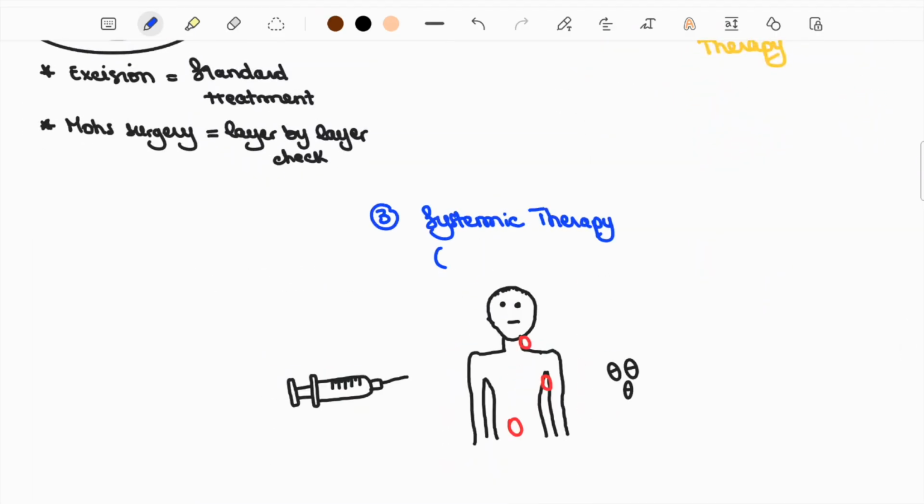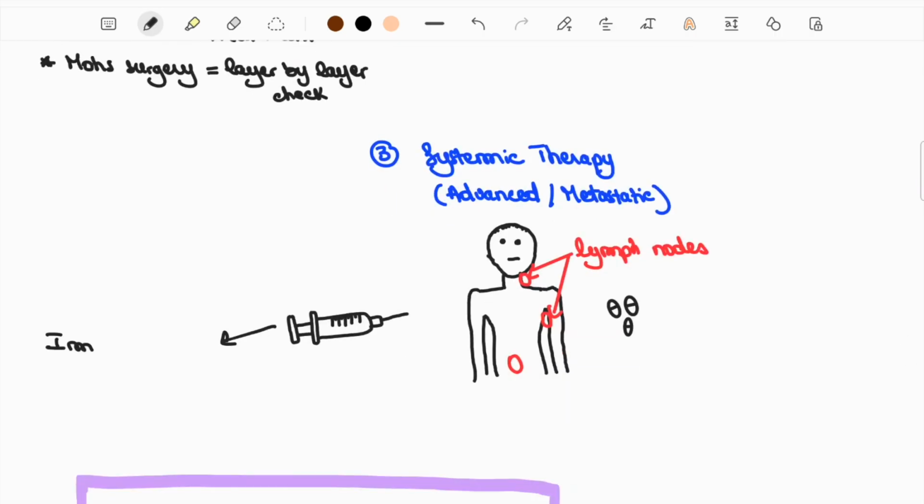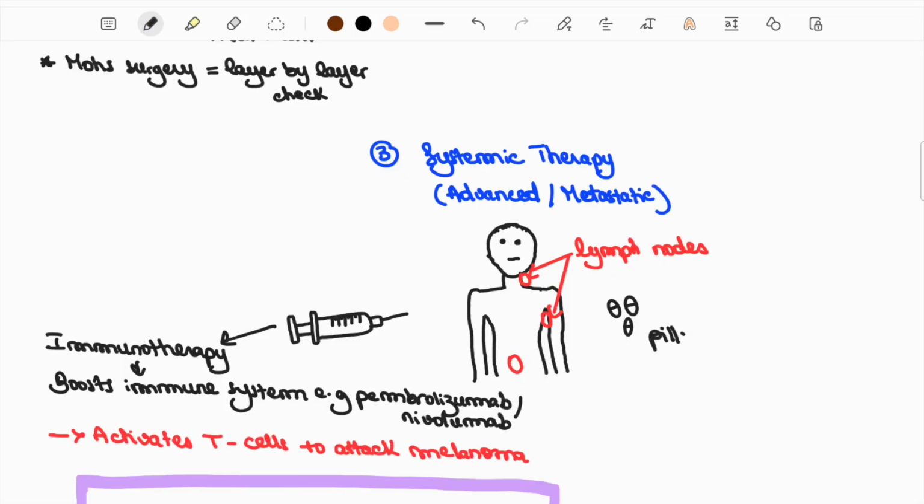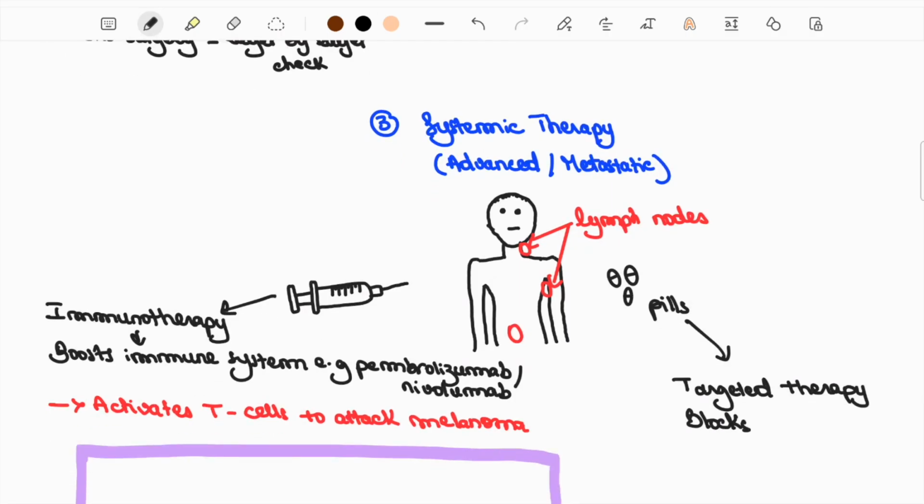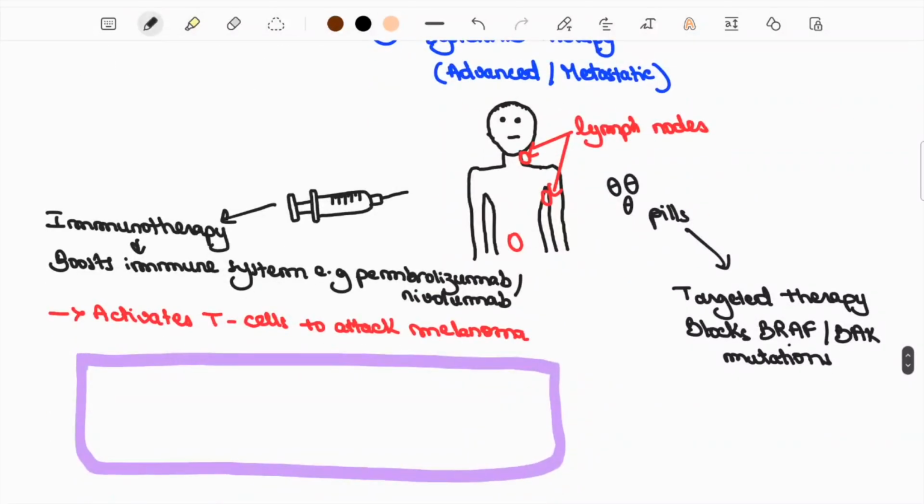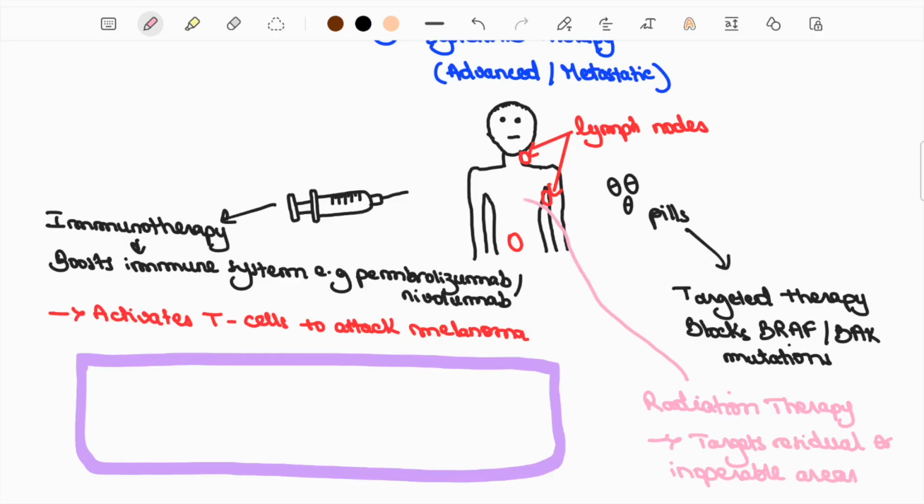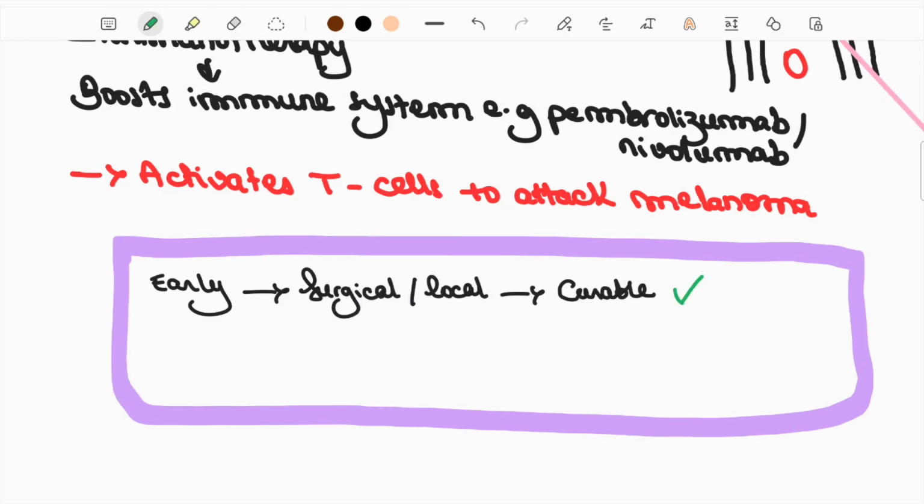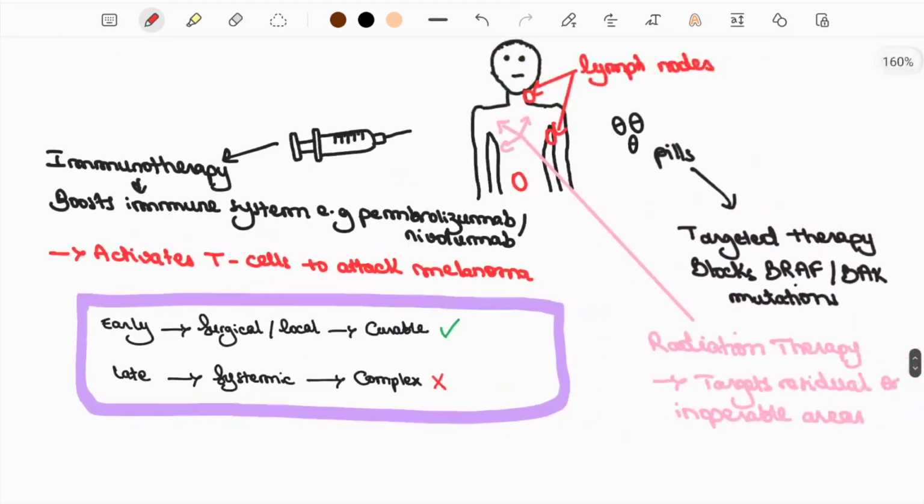When the disease has spread, systemic therapy is needed. Immunotherapy drugs such as pembrolizumab or nivolumab boost the body's immune response against melanoma cells, while targeted therapy pills block specific mutations like BRAF, BAK, or NRAS, helping slow tumor growth. Radiation therapy can also be used to treat inoperable or residual areas. In short, early-stage cancers are usually curable with surgical or local treatments, while advanced disease requires more complex systemic approaches.